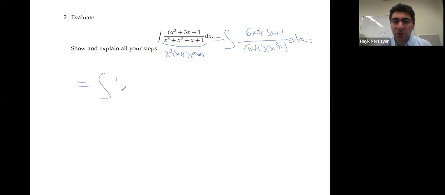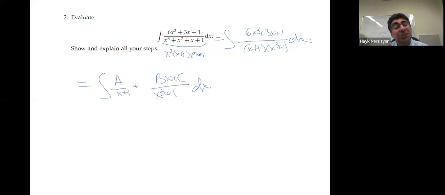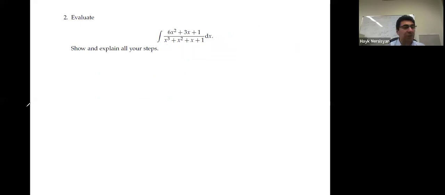So the integral of a over x plus 1 plus (bx plus c) divided by x squared plus 1. And there is no need to do the complete square step here because it's already x squared plus 1. We will get the integral of bx over x squared plus 1 and the integral of c divided by x squared plus 1: c multiplied with arctangent and b multiplied with log(x squared plus 1)/2. Enough? Okay. I think we are done with this year. So 2019 completed.